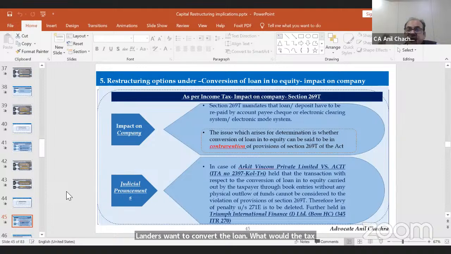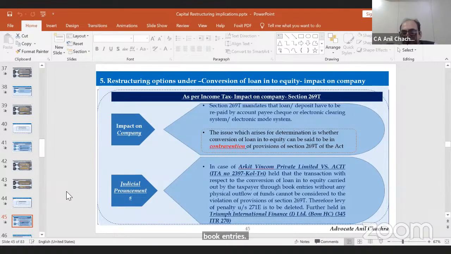Yes, it's allowed. But section 269T says that it mandates that a loan or deposit has to be repaid by account payee cheque or electronic mode, right? So the question arises for determination is whether the conversion of loan into equity can be said to be a contravention of the provision of section 269D, because in today's scenario it's a usual practice that everybody wants to get the loan converted into the equity part. So is there any contravention of section 269D? The answer would be no, because as per the judicial pronouncement, the answer is in favor of the assessee, which specifies that the transaction with respect to the conversion of loan into the equity carried out by the taxpayer through book entries, it's only book entries.